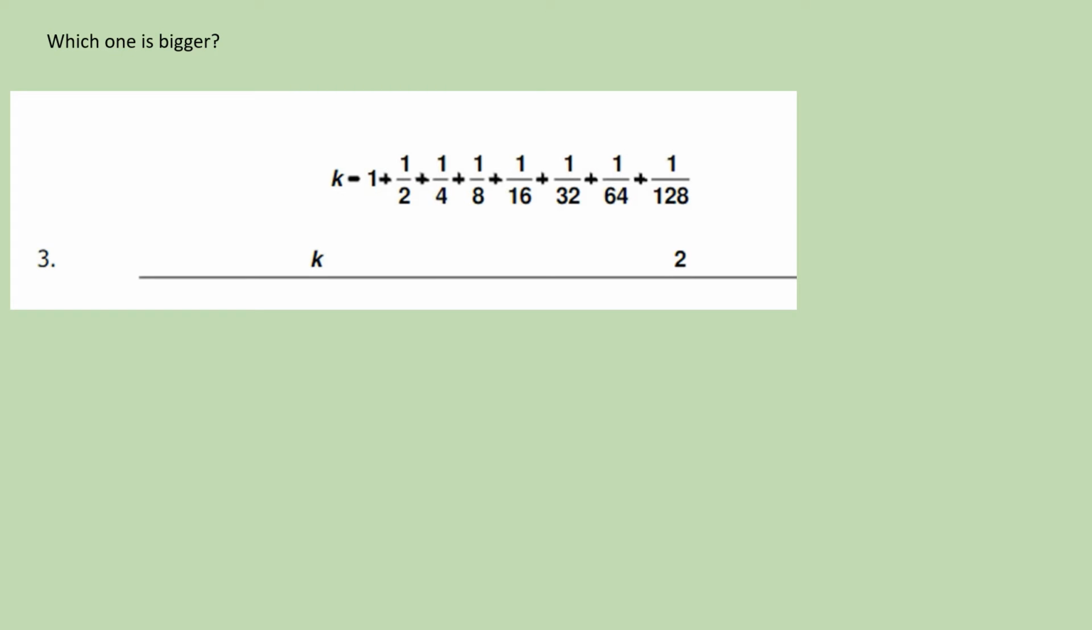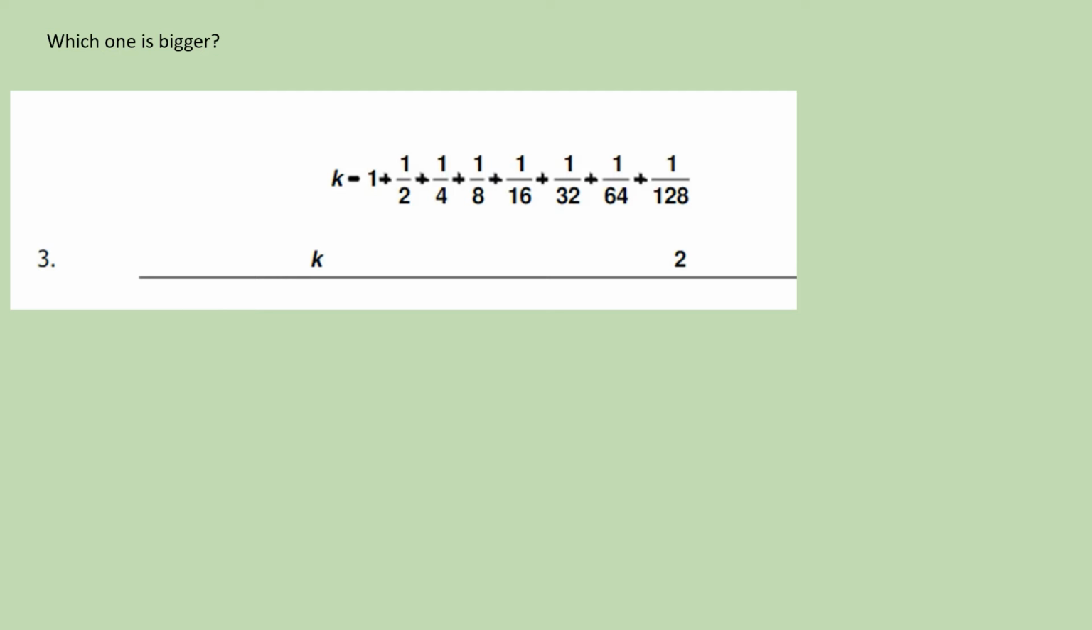So here in this case, the K value is given as the sum of a series: 1 plus half plus 1/4 plus 1/8, etc., up to 1 on 128. We have two different values, K and 2. We have to check whether K and 2 are equal, or K is greater than 2, or K is less than 2.